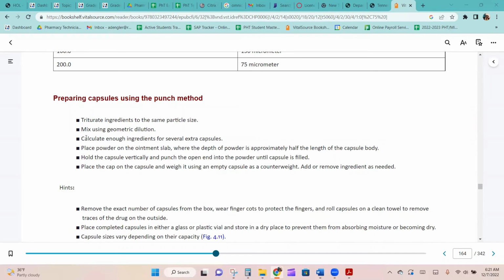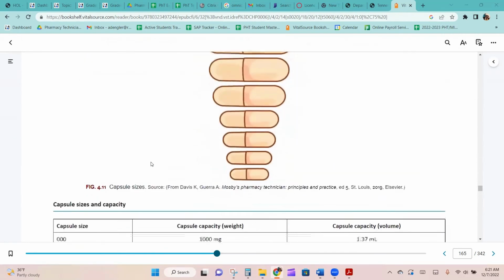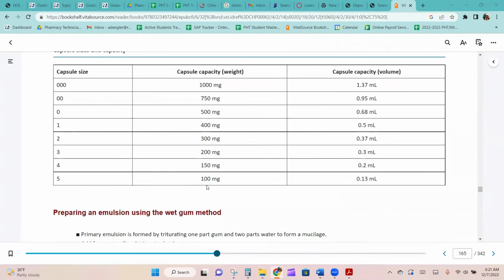You do have some capsules I believe you have to make in your lab kit. But if you're close to a campus, you can come in and we can actually use the punch method machine we have. Here's capsule sizes and a chart. This is what they hold. This is the volume they would hold.